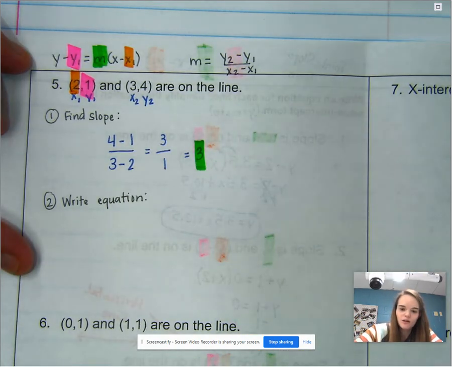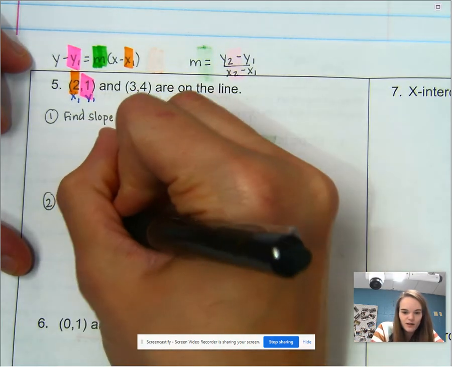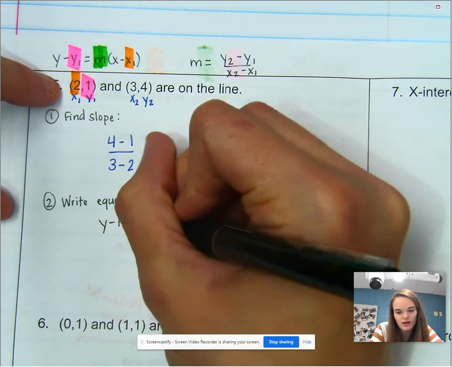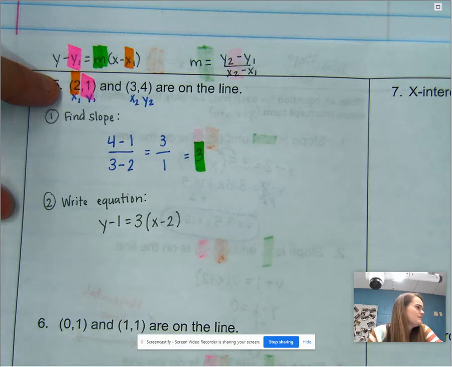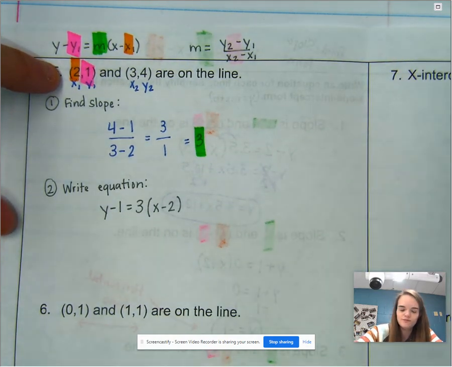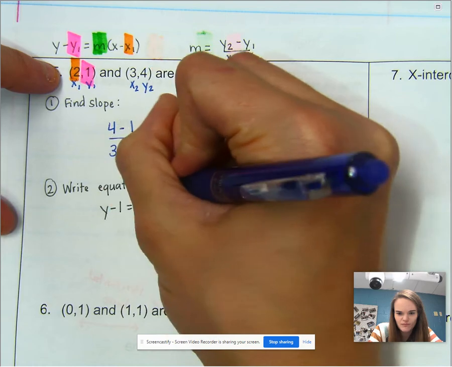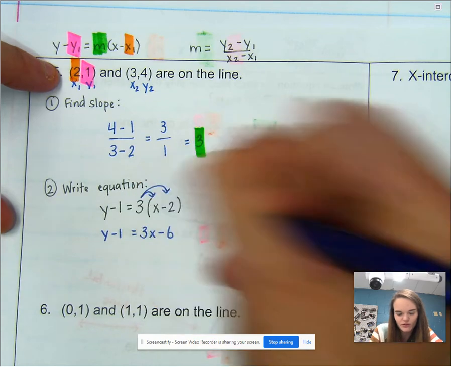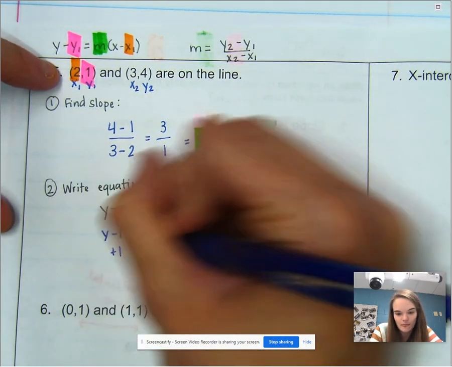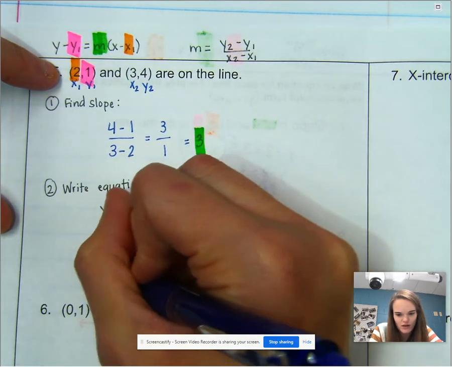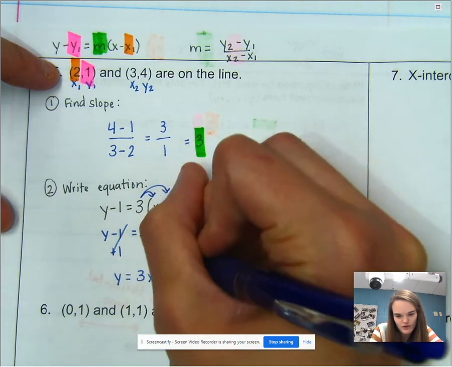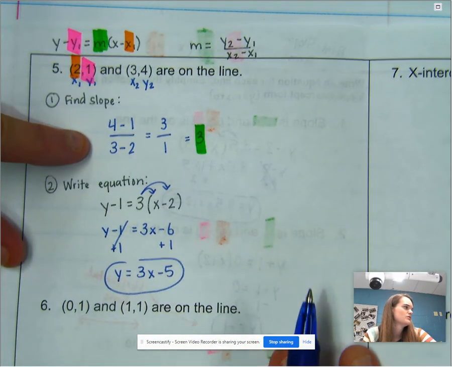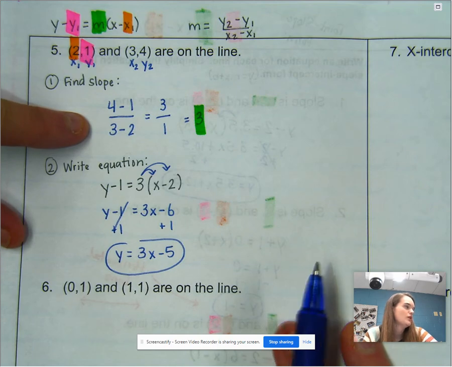But anyway. Alright, so write the equation. Y minus 1 equals 3 times x minus 2. Okay, distribute. Y minus 1 equals 3x minus 6. Add 1. Y equals 3x minus 5. So the only extra part is you have to find the slope first. I'll leave those formulas so you can see them. You pause it and try number 6.